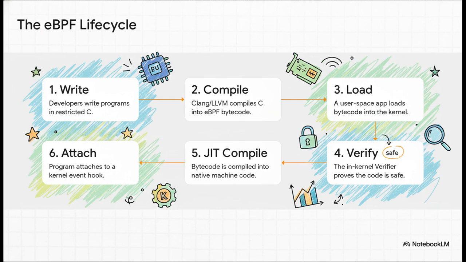So how does all this actually work without blowing up the system? Well, it follows this really careful step-by-step lifecycle. A developer writes their logic in a restricted version of C, compiles it into this special eBPF bytecode, and then loads it into the kernel. But, and this is the important part, before that code is allowed to run, it has to get past two critical gatekeepers. These gatekeepers are what give eBPF its superpowers of safety and speed.